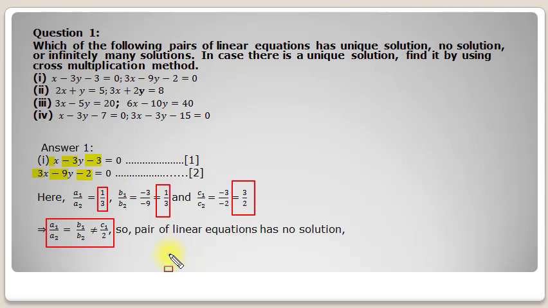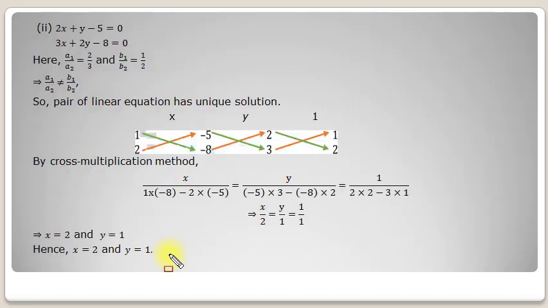Okay, now we will go to the second part of this question and we will check whether the pair of linear equations has a unique solution or not. If it has a unique solution, then we have to find it by cross multiplication method. If it does not have a unique solution, then no need of finding it by cross multiplication method. Okay, now we come up to the second question, or we can say the second part of this question. What is given in the second part of this question?